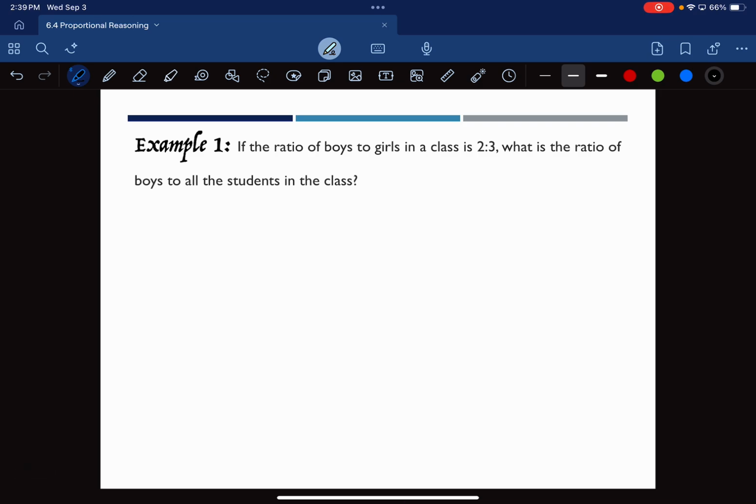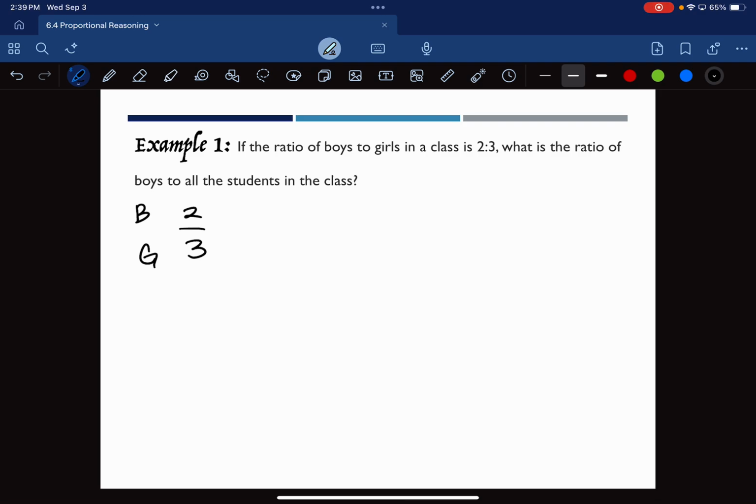So if the ratio of boys to girls in the class is 2 to 3, we would like to be able to then say what the ratio is of boys to the entire class. So if we set this up, and I'm going to set them up in fraction form because it's pretty nice to do so. In this 2 to 3, it says it's boys compared to girls. So boys on top, girls on bottom, the way that this is set up, okay? So what it's saying is that for every 2 boys, there are 3 girls.